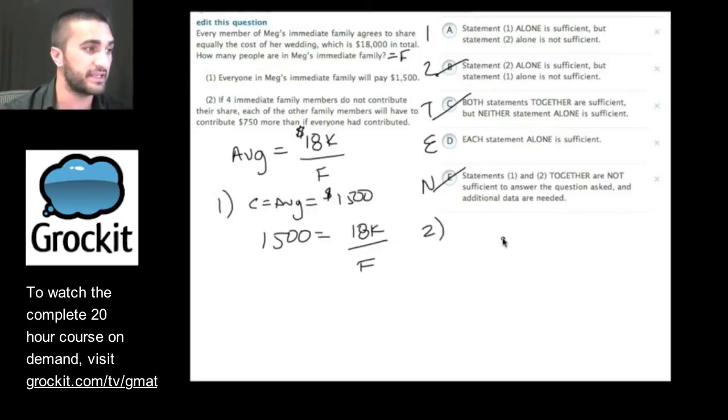If 4 immediate family members do not contribute their share, slackers, each of the other family members will have to contribute $750 more than if everyone had contributed. It's written in English. It's kind of confusing. I noticed that I didn't have to do a lot of math. I just kind of translated it into some math. Let's see what this means.